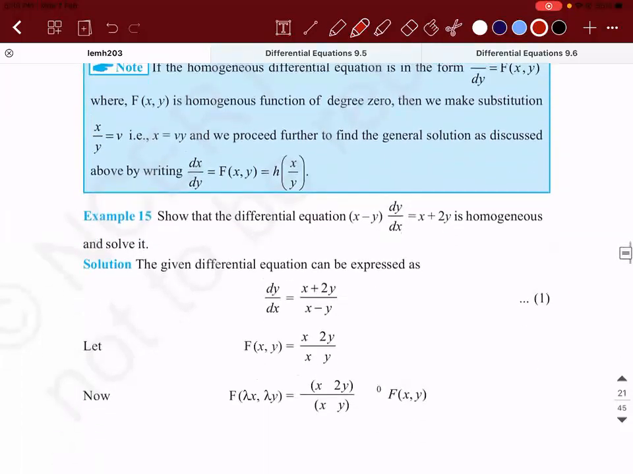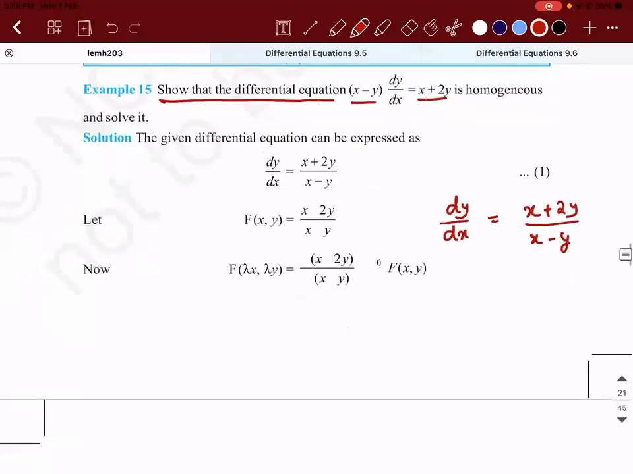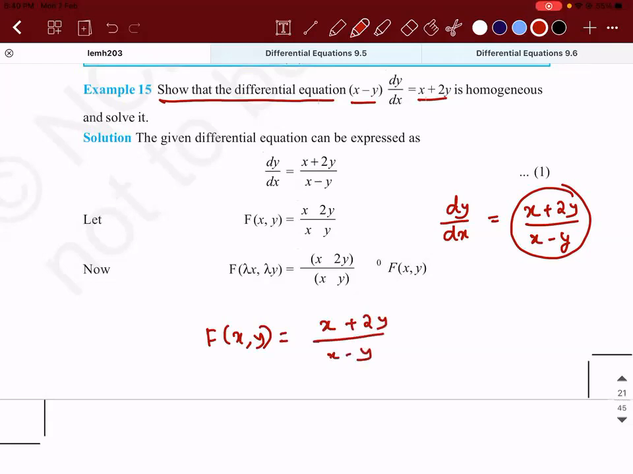So I will directly explain you with an example. So show that the differential equation (x minus y) into dy by dx is equal to x plus 2y is a homogeneous equation. So dy by dx will be equal to (x plus 2y) divided by (x minus y). Okay. Now, if I take this function f of x comma y, then it is (x plus 2y) divided by (x minus y).